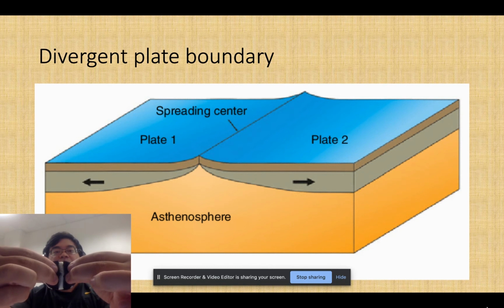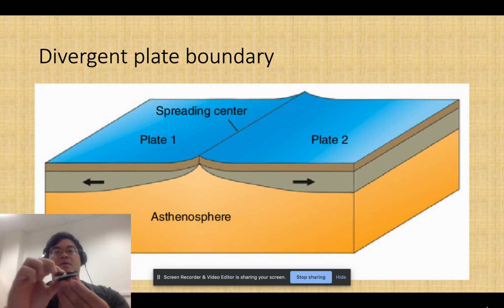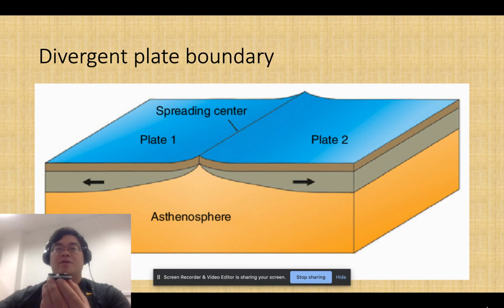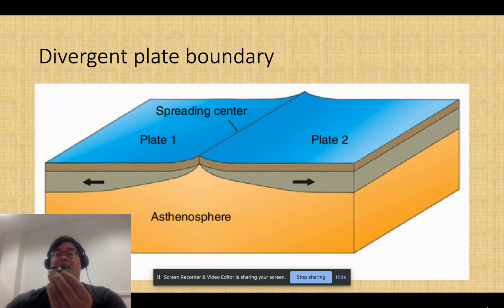All right? So again, press down, move it away from each other. And you're going to feel some resistance from the cream, or the mantle in this case. So here, you've just created a divergent plate boundary using an Oreo cookie.